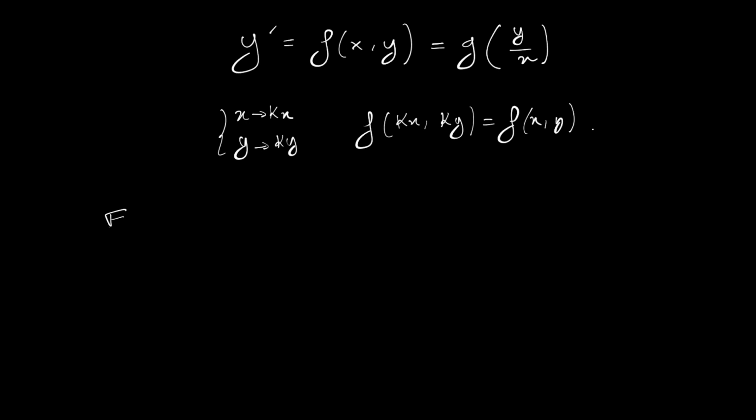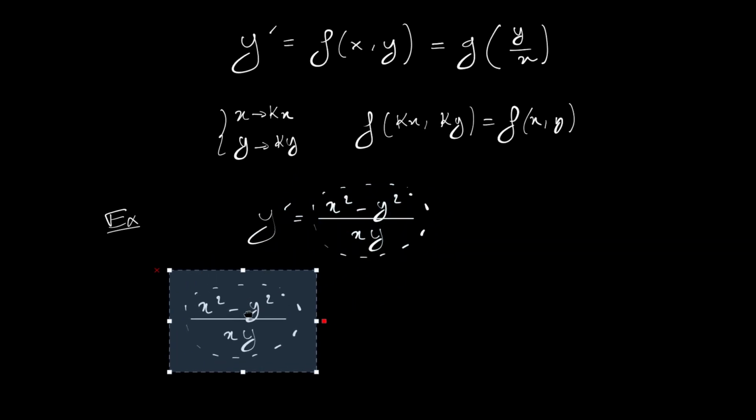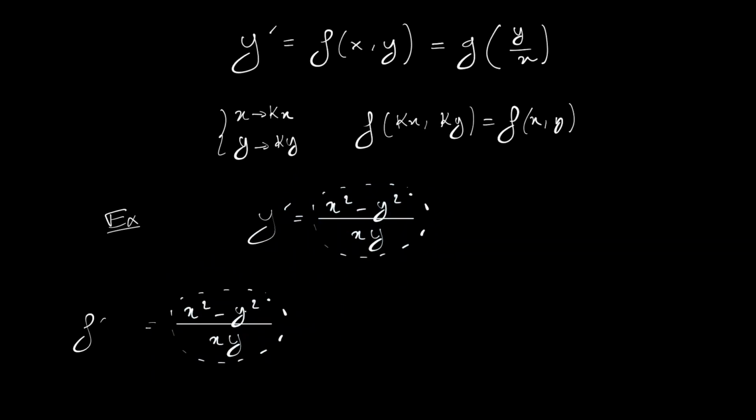Consider the equation y prime equals x squared minus y squared over x times y. This is our function f of x and y. If we replace x by kx and y by ky, we obtain this.